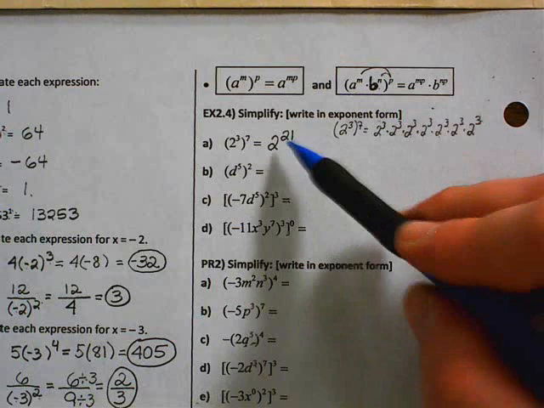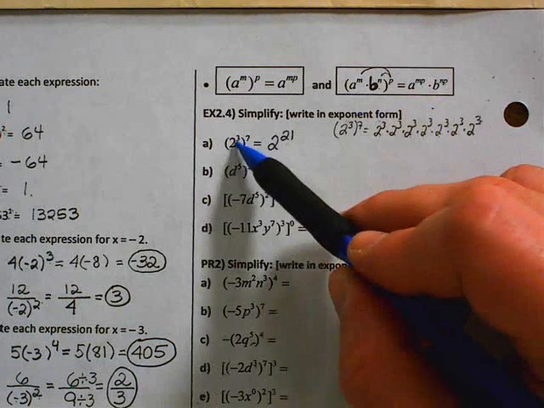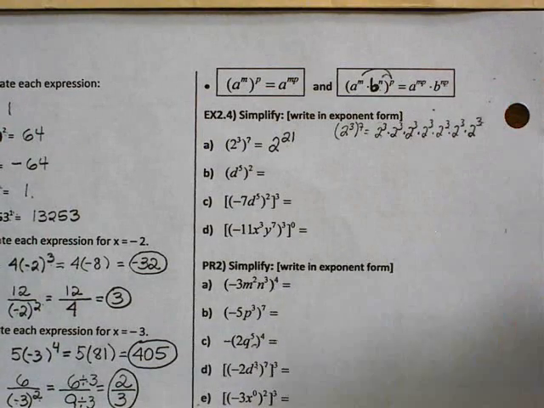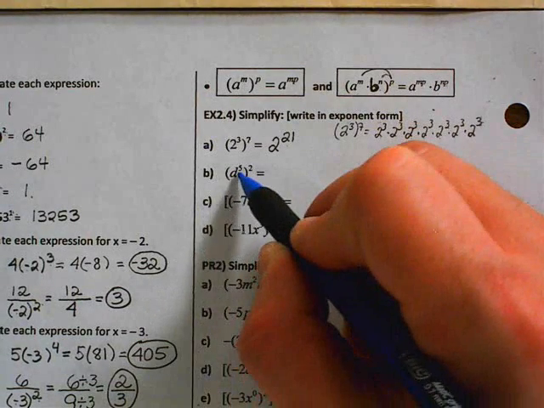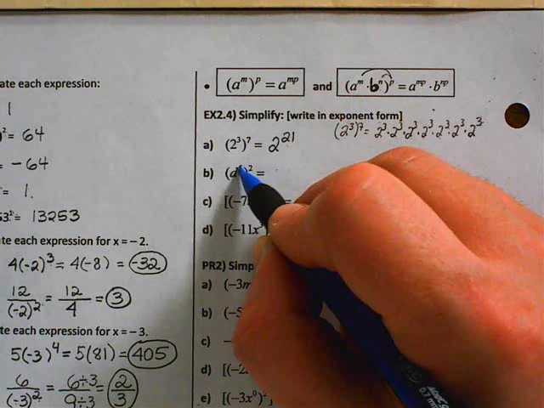Okay, so instead of having to do all this, you can just multiply these two and voila, you got the answer. So let's do the next problem, letter D. D to the 5th raised to the 2nd. 5 times 2 is D to the 10th.